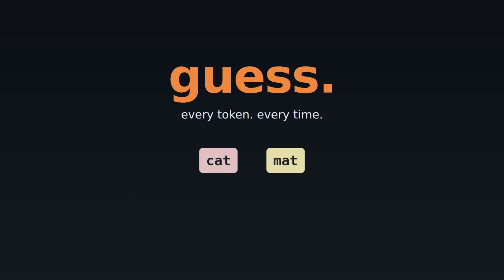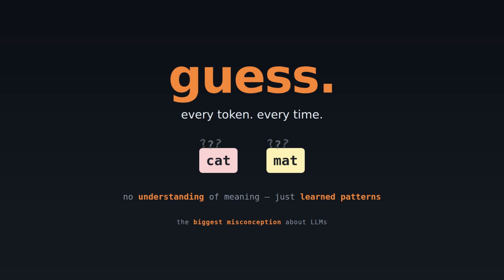Yes, you heard it right. The model guesses the next token. It has no idea what cat or mat means. It only knows the patterns they appear in. That's the most misunderstood thing about LLMs.